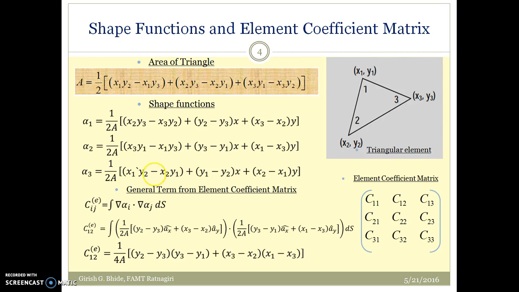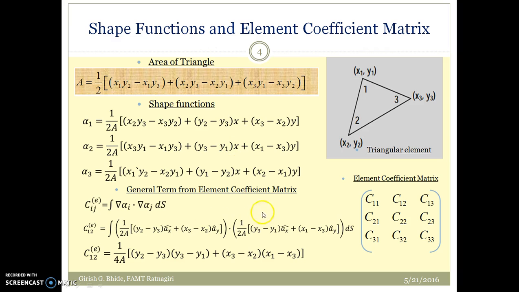In this slide, we have the formulae for shape functions for a triangular element which are called alpha 1, alpha 2 and alpha 3. The derivation is not covered here, but the formulas are in a cyclic form as alpha 1 is equal to 1 over 2 times area of the triangle, x2 y3 minus x3 y2 plus y2 minus y3 into x plus x3 minus x2 into y. Similarly for alpha 2 and alpha 3. The area of the triangle can be computed by using this formula. One interesting property can be noted about these shape functions in the next slide.